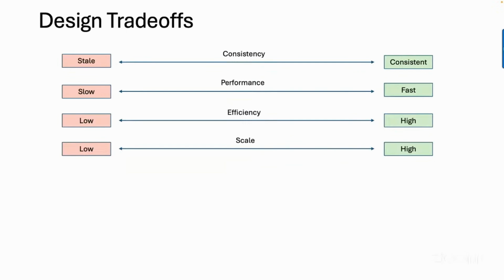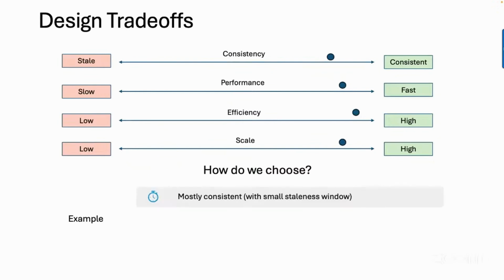So this is just the kind of things we had to think about. And I'll show you an example of how to slide the scale, and what that means. For example, if you want it to be highly consistent, but also efficient at high scale, then maybe you can be mostly consistent, which means that you can allow a little bit of staleness, but not too much, right?